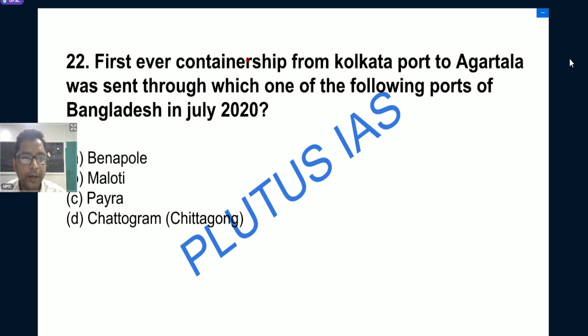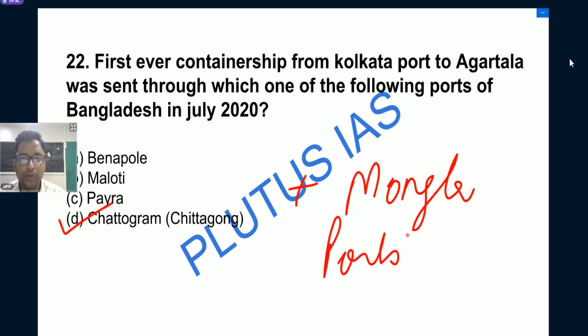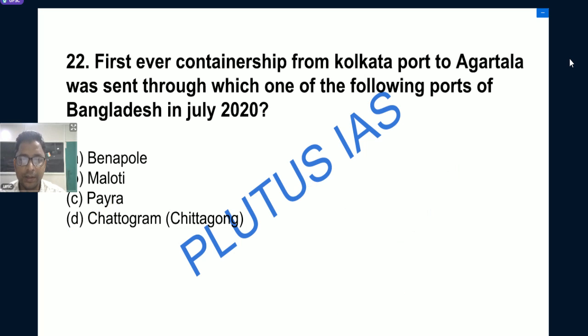Okay, next question 22. First ever container ship from Kolkata port to Agartala was sent through which one of the following ports of Bangladesh in July 2020? So the answer is Chattogram port. So two ports of Bangladesh can be used as per the policy. Chattogram plus Mongla ports or Mangla ports. These two ports can be used as per this policy.